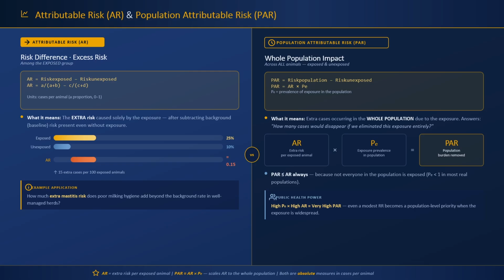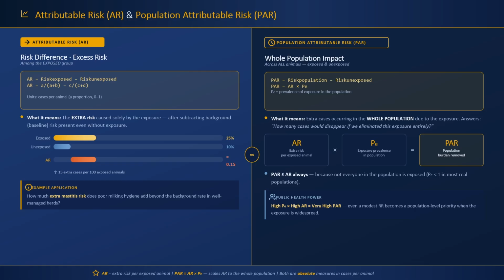Work the example on the slide. Exposed risk 25%, unexposed 10%, so attributable risk is 0.15. That's 15 extra cases per 100 exposed animals. Population attributable risk scales that to everybody. Population attributable risk is population risk minus unexposed risk, and conveniently it equals attributable risk times PE, the prevalence of exposure in the population. It answers, how many cases would disappear across the whole population if we eliminated this exposure?